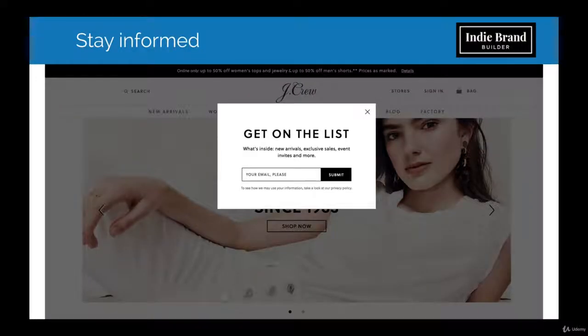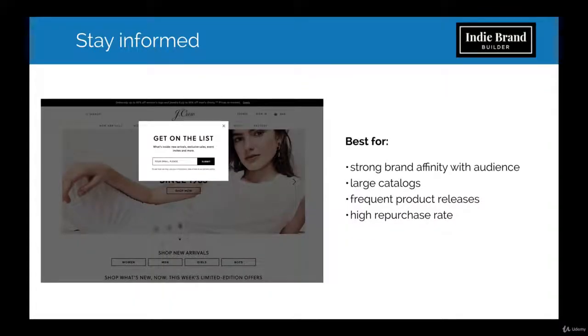With the stay informed offer, you're offering people the opportunity to receive updates from you on new arrivals, exclusive sales, and events. We're looking here at J. Crew's website. You're probably familiar with this brand. They're a fashion brand for men, women, and children. This is obviously a highly effective opt-in for them since they continue to use it. This opt-in is best for brands where there's a strong affinity with the audience already. They'll typically have a large catalog, frequent product releases and sales, and a high repurchase rate.